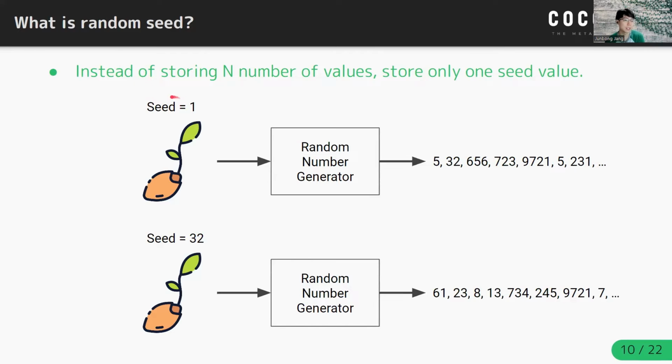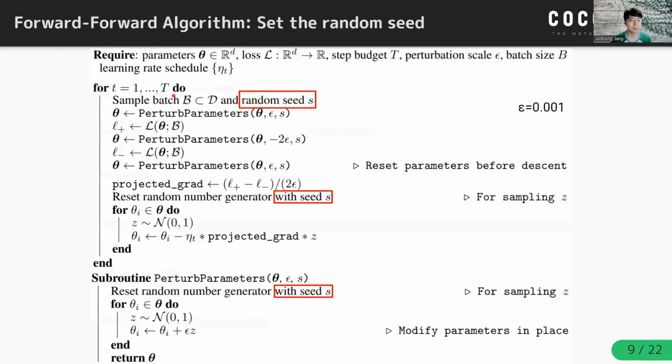So if we just have this seed equals 1, then we just put it into the random number generator and it generates all these numbers. Of course, I just came up with this, but you get the idea. And if I set the seed equals 32 and pass it to the random number generator, you will generate a different combination of numbers, a different sequence of numbers. So in this way, you can save a lot of memory with a random seed. You use the random seed whenever you want to sample something from the normal distribution.